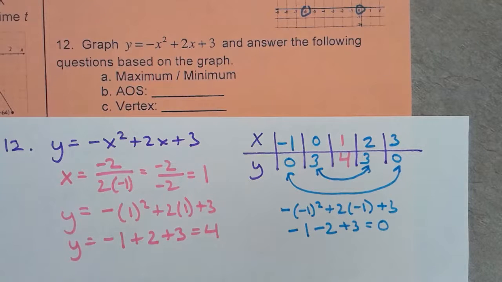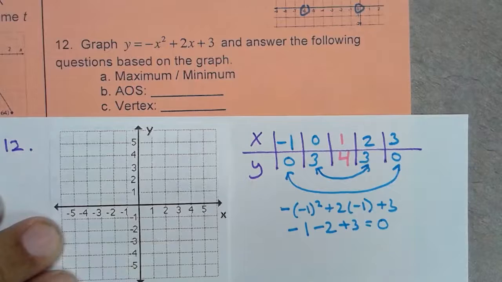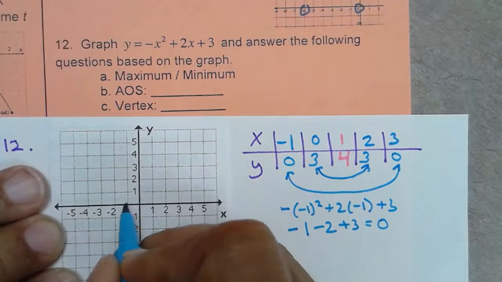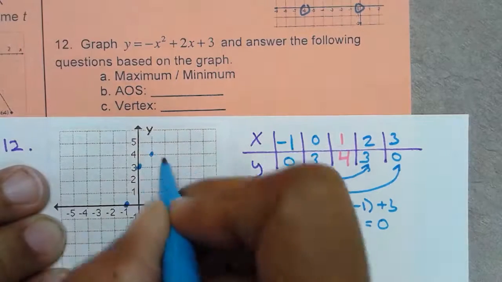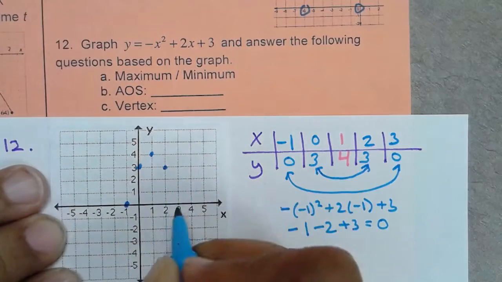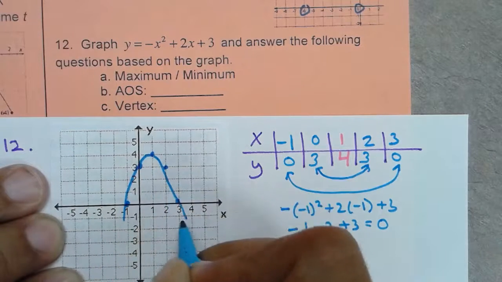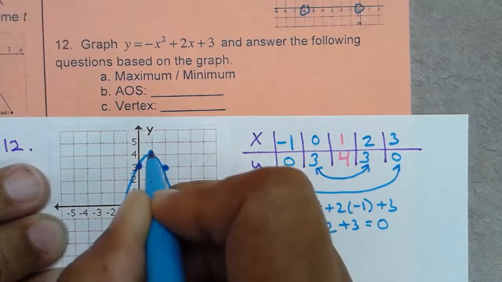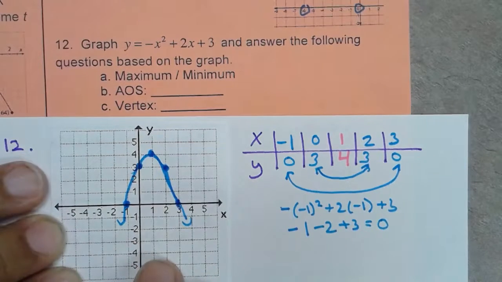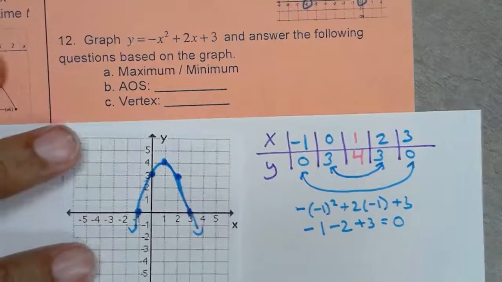All right, from there I'm going to go ahead and graph this. I'm going to use a pre-made graph here and make it a little faster. So we have -1, 0. We have 0, 3. We have 1, 4, 2, 3, and then 3, 0. So this is what your parabola is going to look like. Keep in mind that these points are on this parabola. Okay, so let's go back and start answering some of these questions about the graph.